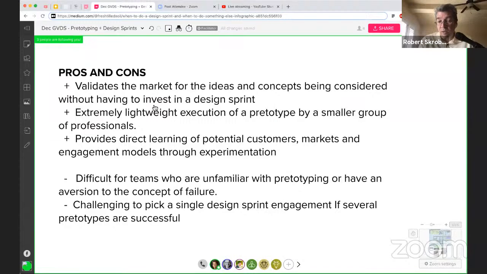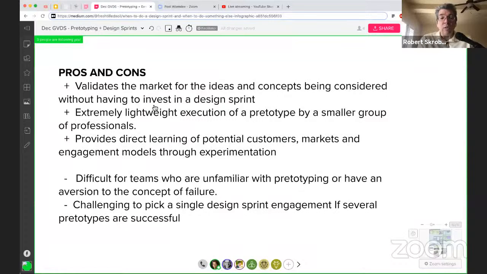You're going to know right away whether or not you're doing the right thing, or you're executing correctly, or you're not. But the con to this is that it's difficult for teams who are unfamiliar with this concept, who have an aversion to the concept of failure. So if they're not familiar with prototyping and 9 out of the 10 experiments fail and the one experiment that did work barely worked, they may be turned off by either prototyping or the idea altogether. So it's not really a consensus building tool. It's really whether or not this is going to fly or not.